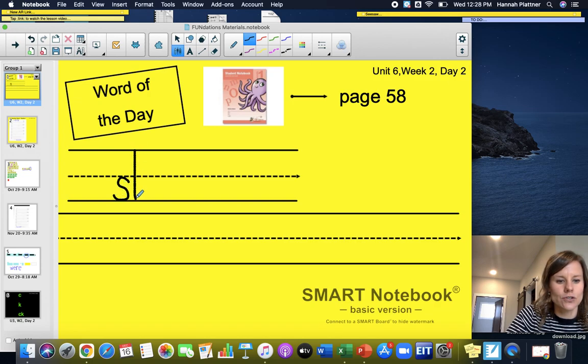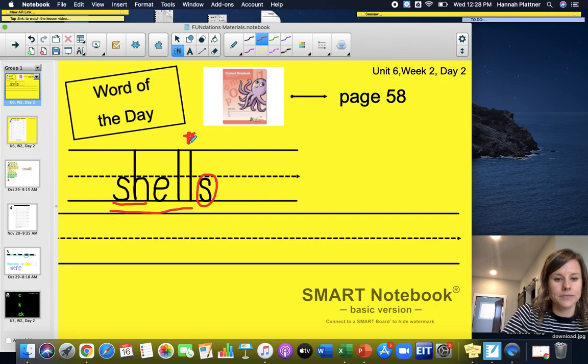Sh, eh, ooh, shells. Good job, and we're going to mark up that word. I'm going to change my pen color here so that you can see. We have a digraph in this word, SH, and then we have our base word and our suffix. We also have a bonus letter. So I'm going to put a star above the bonus letter. Lots of markups on that word today.